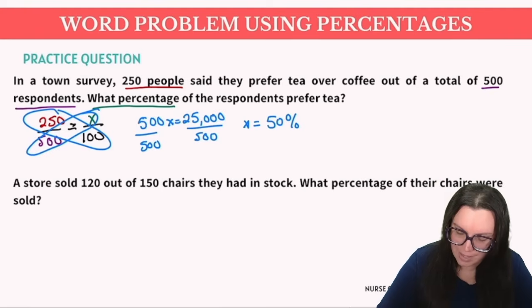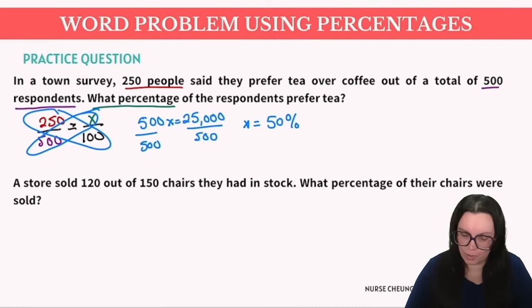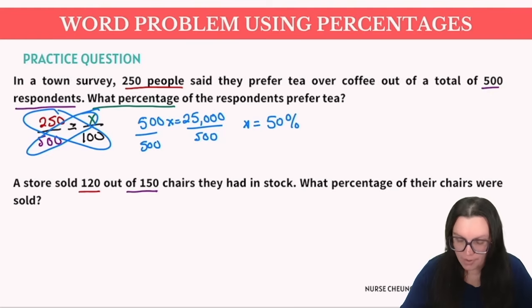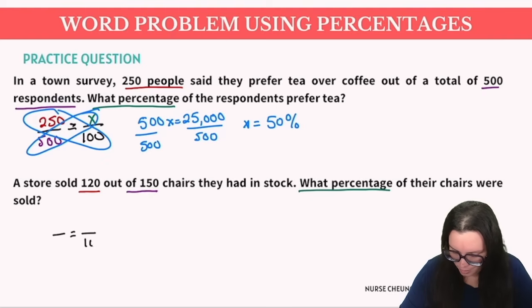us 50%. Our next example states a store sold 120 out of 150 chairs they had in stock. What percentage of the chairs were sold? So again, we're just breaking this down. Working left to right, a store sold 120, so that is our is. Out of, there's our word of, 150 chairs. What percent is what we're looking for? That's our x.